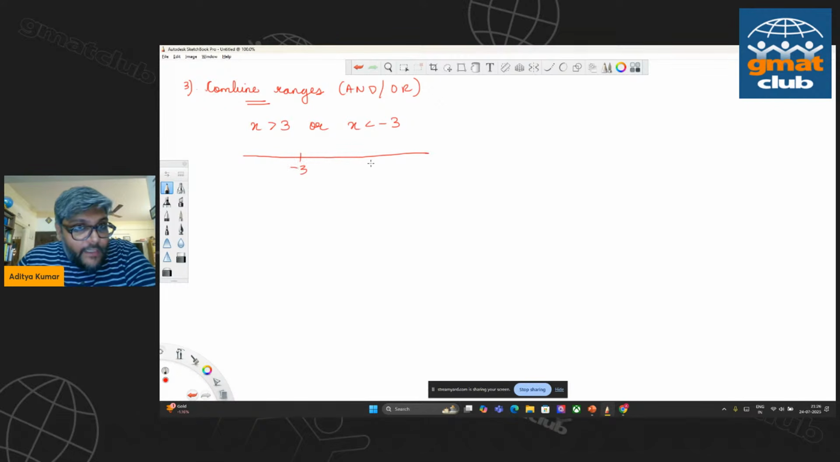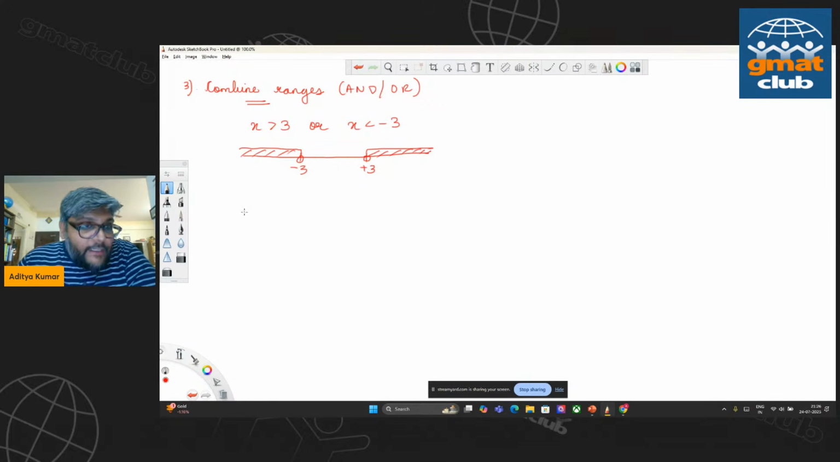So I have minus 3, I have plus 3. x is greater than 3, that would be my first range, x is less than minus 3, that would be my second range. Yes? So an OR condition is relatively simple, right? An OR condition means you're never going to have an overlap. Both the ranges that are given to you, or the multiple ranges that are given to you, will be exclusive portions on the number line, and all of those regions will hold as solutions.